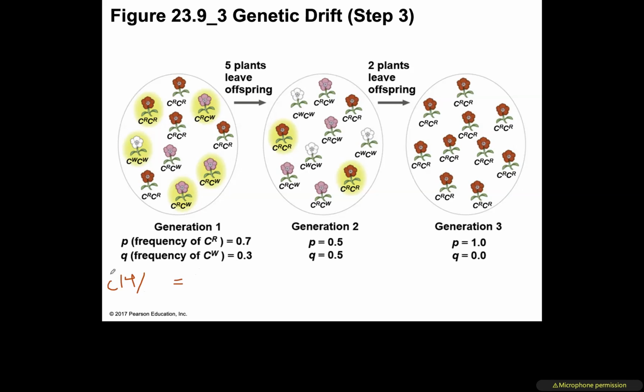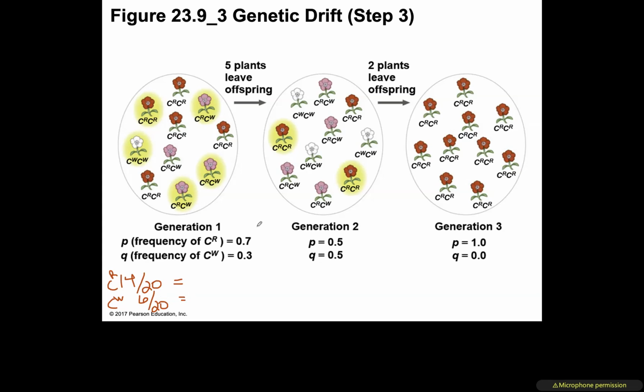I'm going to write CR over here. And the CW allele. Let's see how many CW alleles we have. We have 1, 2. That's it for the white. Okay, let's go to the pink. 3, 4, 5, 6. So you have 6. So in this population, there's a total of 20 alleles. 14 out of 20 are red alleles. 6 out of 20 are white alleles. So that's where you figure out the frequency.